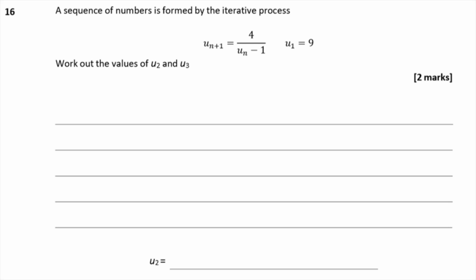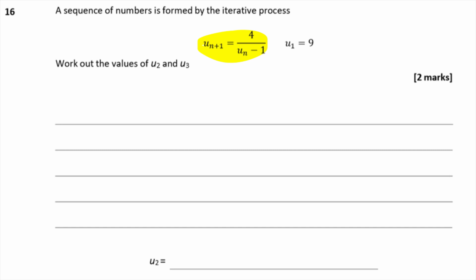Question 16. A sequence of numbers is formed by the iterative process u(n+1) is equal to 4 over u(n) minus 1, where u1 is equal to 9. Okay, and we need to work out the values of u2 and u3. Now what this is, is a term-to-term rule given algebraically, isn't it? Okay, so we find the next term in the sequence by taking 4 and dividing it by the previous term in the sequence, subtract 1.